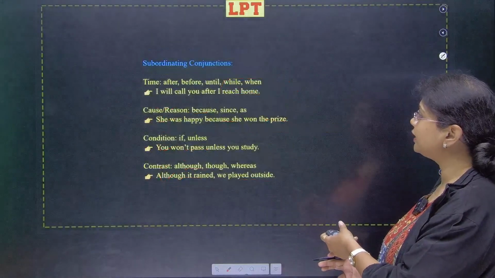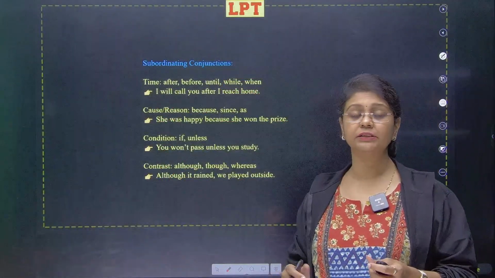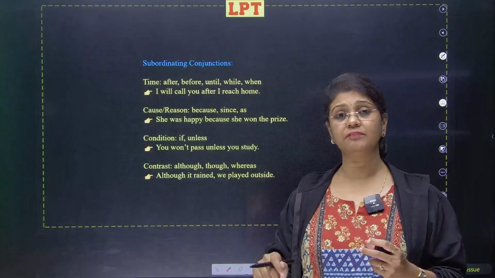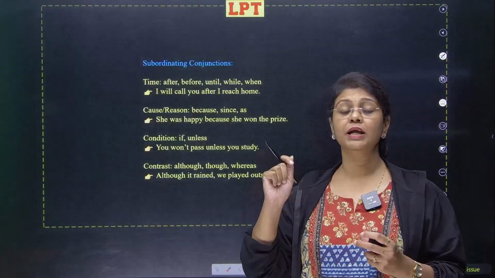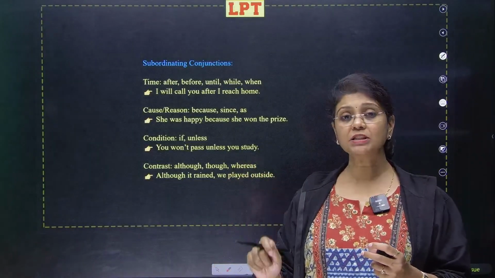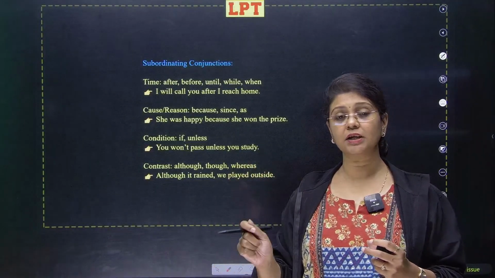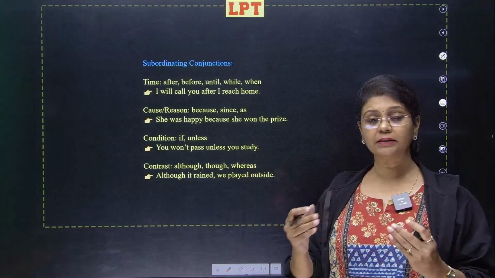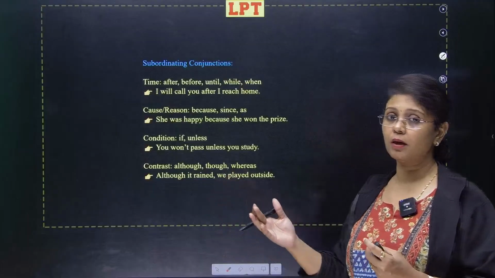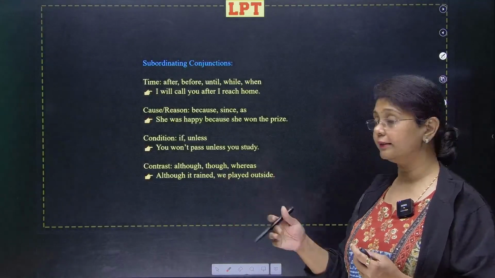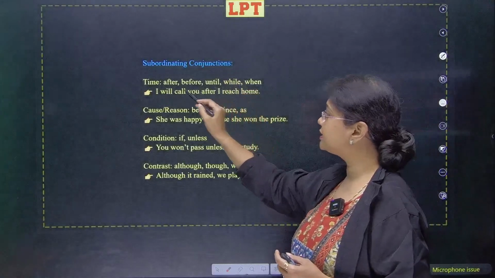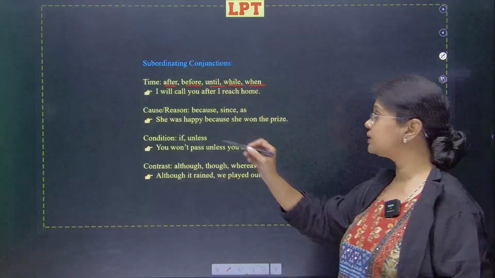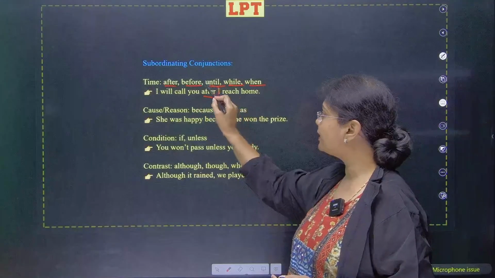Let's move on to the next type, which is subordinating conjunctions. Guys, understand one thing: it's not about identifying every conjunction into its respective category. As long as you know how these conjunctions are used in a sentence with respect to the rule that is in place, I think you will be good to go for solving the questions and handling them. So subordinating conjunctions are like after, before, until, while, and when. For example, you say I will call you after I reach home.